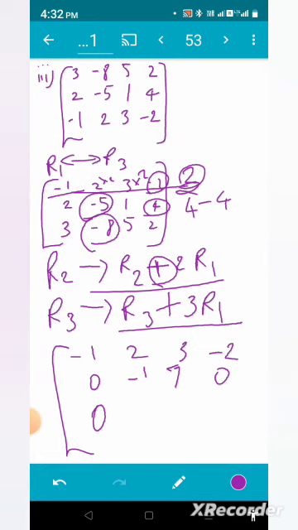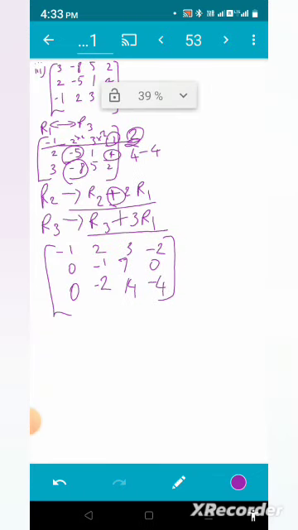Similarly, R3: minus 8 plus 6, that is minus 2 here. Similarly, 5 plus 3 into 3 is 9, that is 14 here. Similarly, R3 plus 3R1: minus 2 into 3 is minus 6. 2 minus 6, that is minus 4. Minus 4 here.